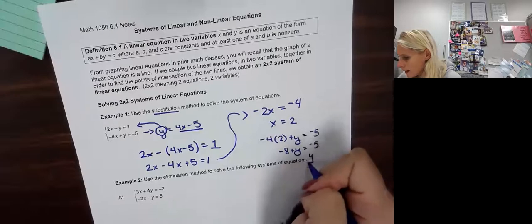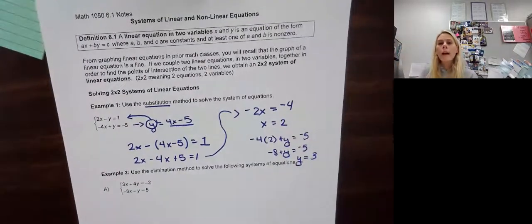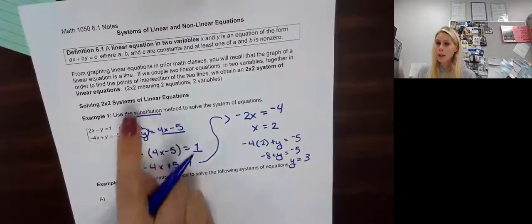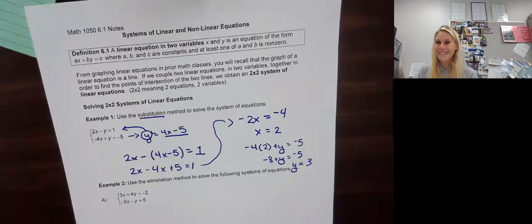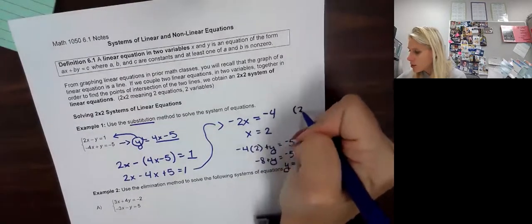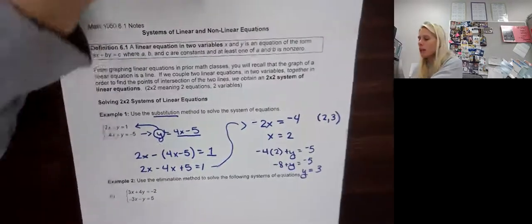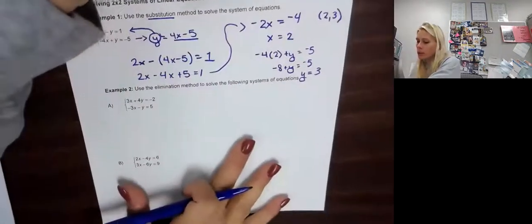So y equals 3. Now, when we write coordinate pairs, and this time it's paired because it's a 2x2, we're going to get into other ones in this chapter where we have more. Usually your coordinates go in alphabetical order, so this answer would be 2, 3. Now, that was one way we learned how to do it algebraically.